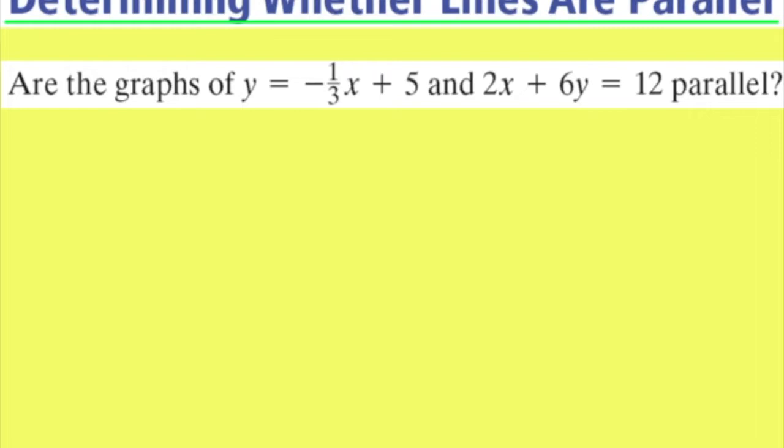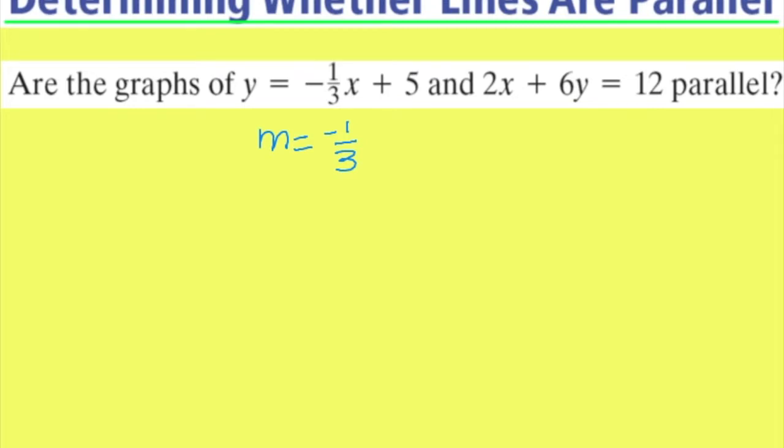So on this first example here, are the graphs of these two lines. So if I graph these two, would they be parallel lines? We should be able to figure that out without actually creating the graph at all. So the first equation that you see here, which is y equals negative 1/3 x plus 5, that is already written in slope-intercept form. So because that's already in slope-intercept form, I know that the slope is the coefficient on x. So this line has a slope equal to negative 1/3.